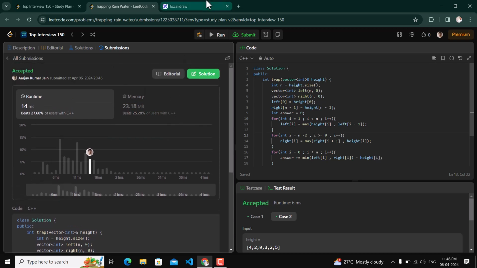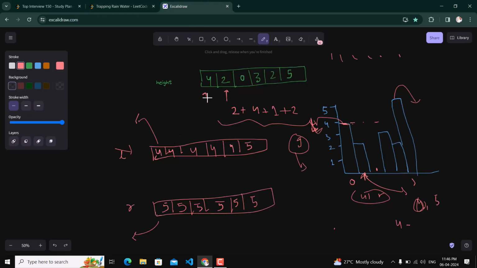So what is the time complexity for this question? As we are iterating over the height array in linear time, its time complexity is O of n, where n is the size of the height array. And for the space complexity, as we are using extra space, its space complexity will be O of n.